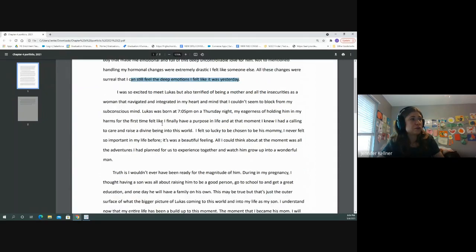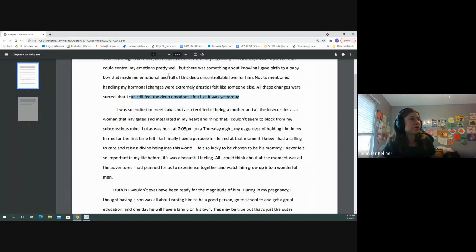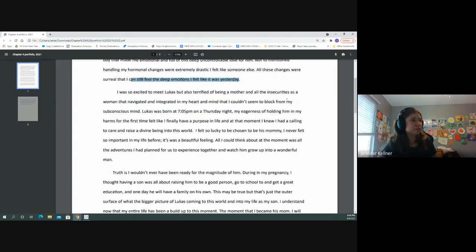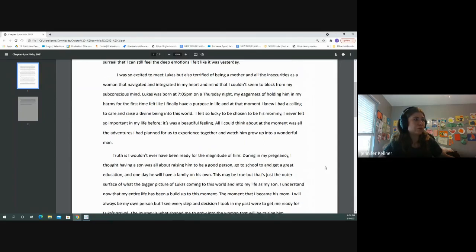So here, in the first paragraph, again, we're talking about how she was really emotional, really insecure, had a lot of issues with accepting of it, feeling lucky to be chosen as his mommy, never feeling as important ever. It's a really beautiful way to describe her emotions using words like eagerness. This is a typo, ignore that. Talking about her subconscious mind. It's just really well done. I'll give you guys a second to read through it a little bit.